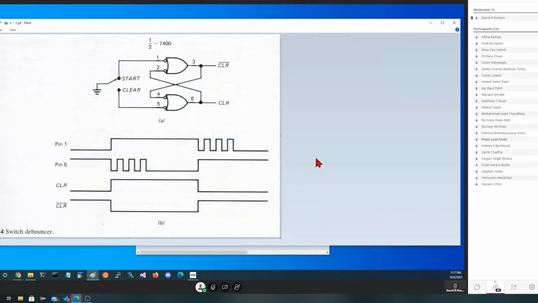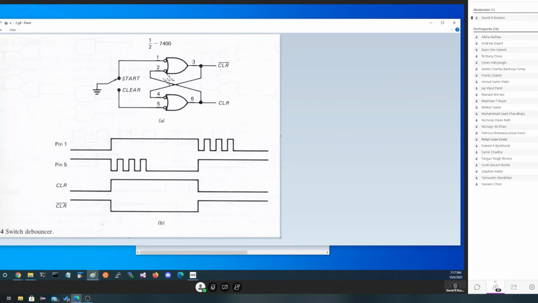Okay, here is an application of an RS latch at the top. We have a push button which is tied to ground. It can either go to start or it can be put on clear. We're going to take two NAND gates. We've drawn them as the De Morgan equivalents. And we're basically going to cross couple them just like we did in the last picture.